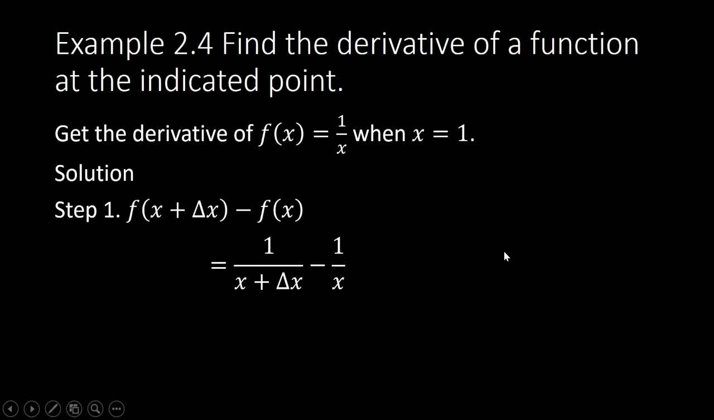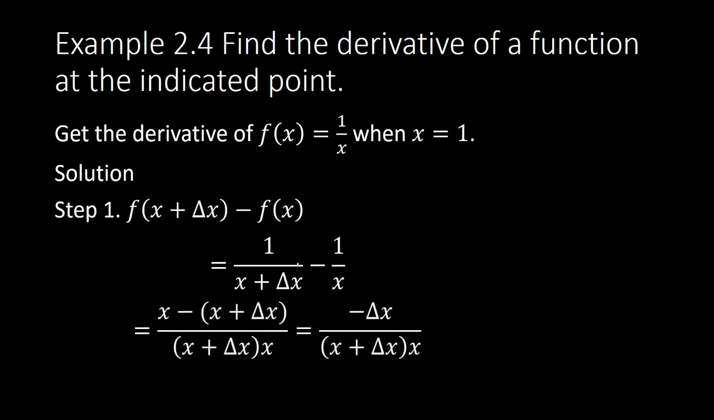What do we do? We simplify this. You get the product of this, that's the LCD. This divided by x plus delta x is x times 1, which is x, minus this divided by that, which is x plus delta x times 1. So be careful here. You must put that in a grouping symbol. And then you simplify this. When you remove the grouping symbol, this becomes x minus x, that's just 0. And then this one becomes negative. So negative delta x over x plus delta x times x.